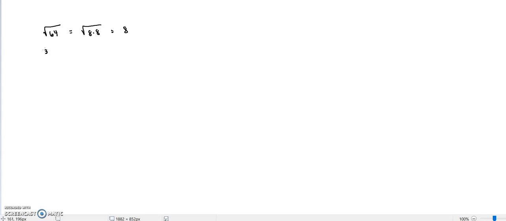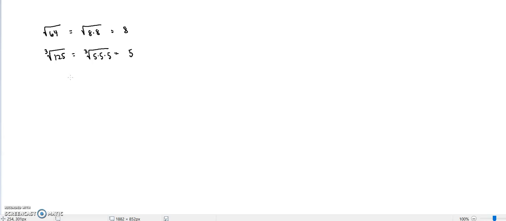And if you have the cube root, let's say we have the cube root of 125, then you're looking for 3 matching factors. So that would be like 5 times 5 times 5. So if you have 3 matching factors, then the answer would be 5. So if you have square root, you're looking for 2. If it's cube root, you're looking for 3. If it's fourth root, then you're looking for 4, and so on.